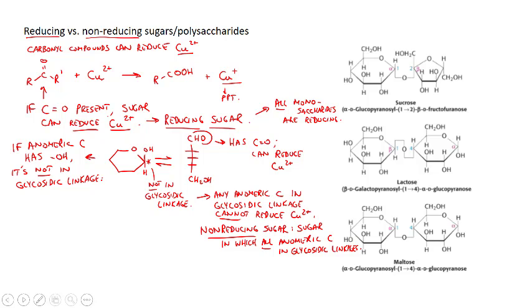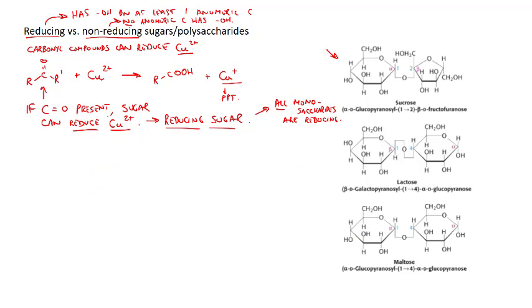All right, so in other words, the way that you would spot a reducing oligosaccharide is it is something that has an OH on at least one anomeric carbon. It's non-reducing if no anomeric carbon has an OH. It's that simple.